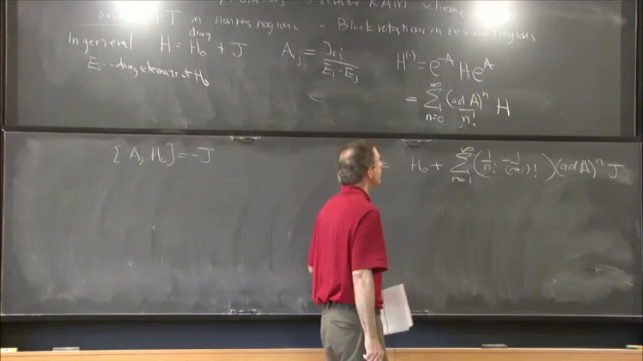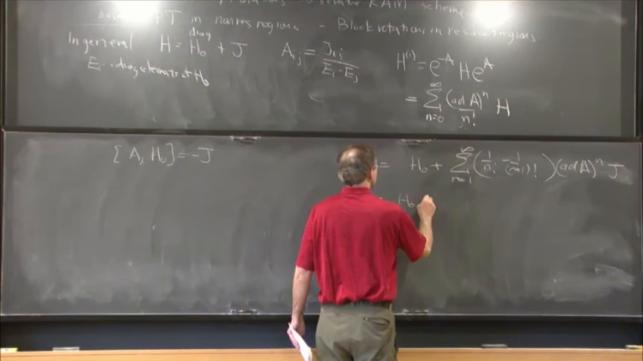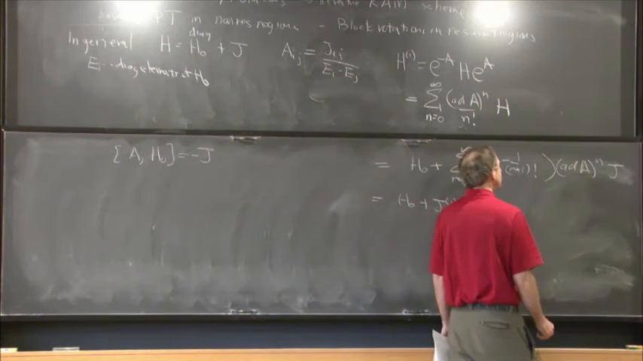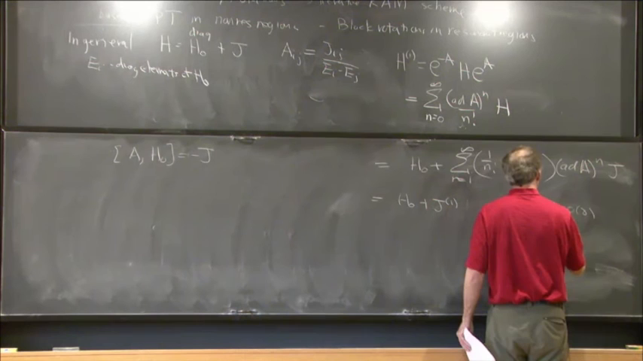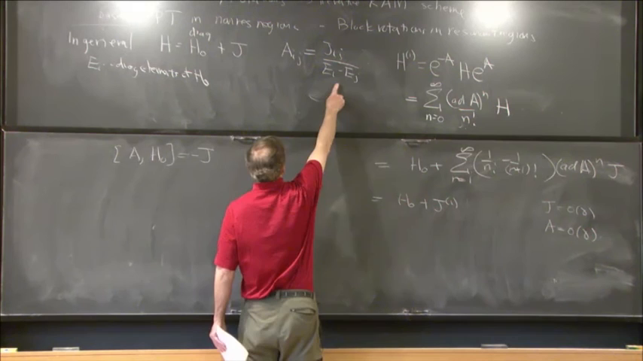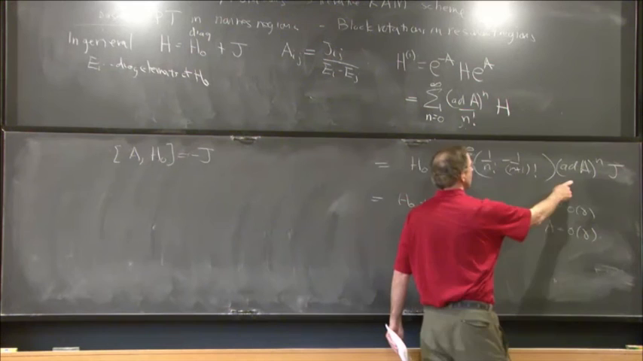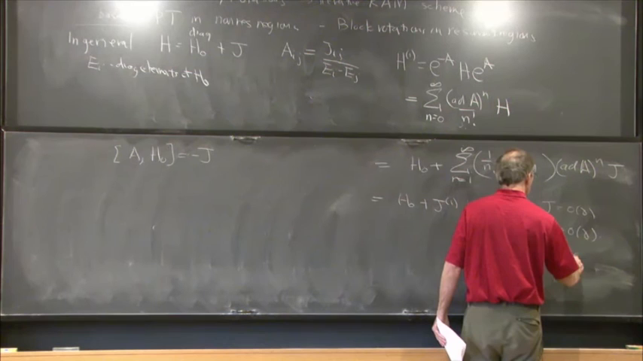So we can write this as H0 plus J1. So note, we're assuming that J is order gamma, which means A is also order gamma, provided this energy denominator isn't too small. For n equals 1, the leading term is going to be basically the commutator of A with J, which is order gamma squared.